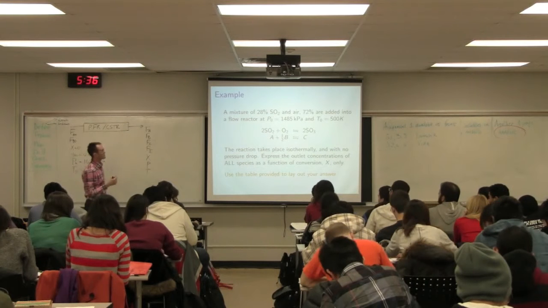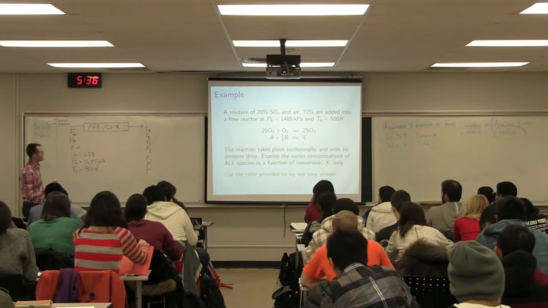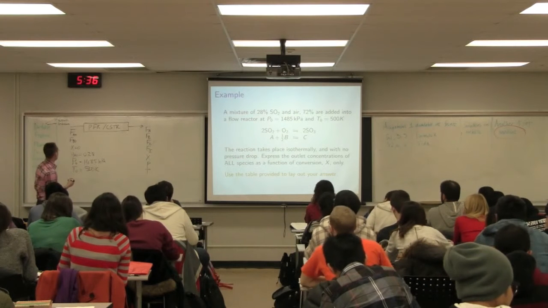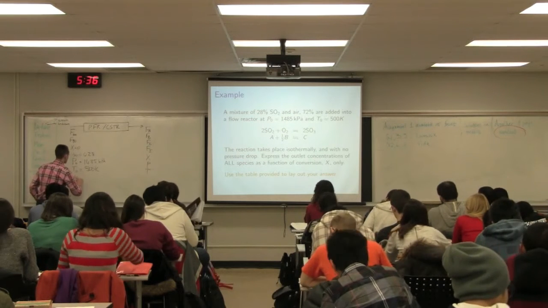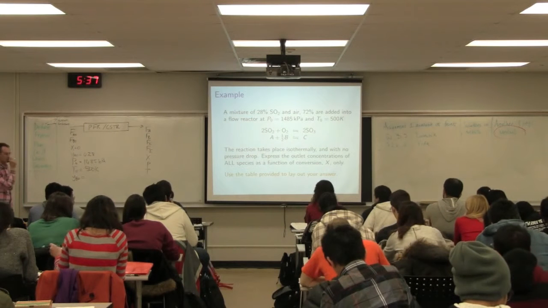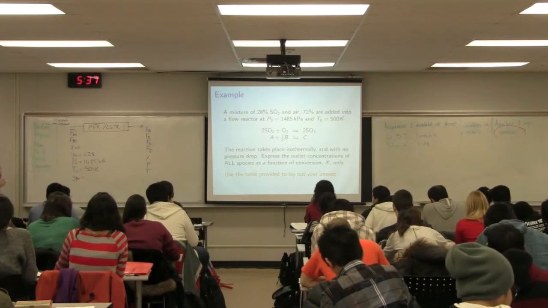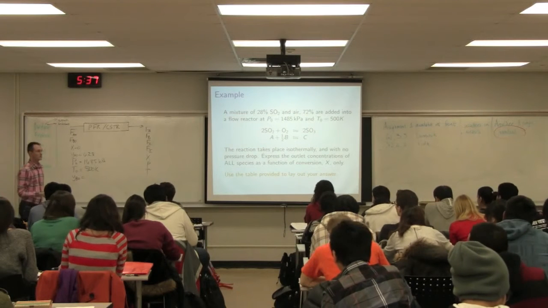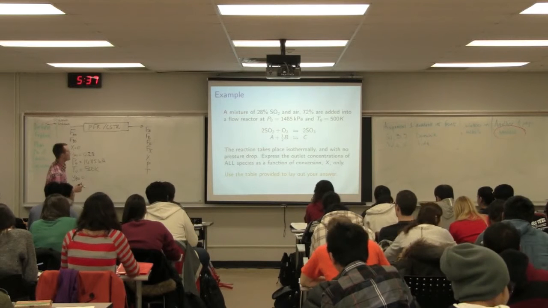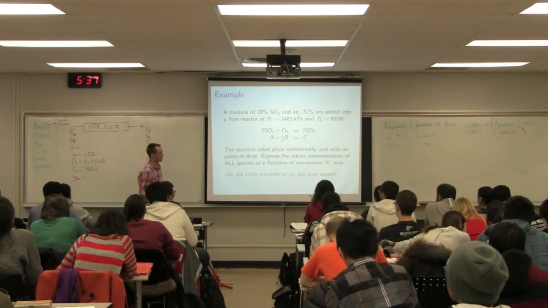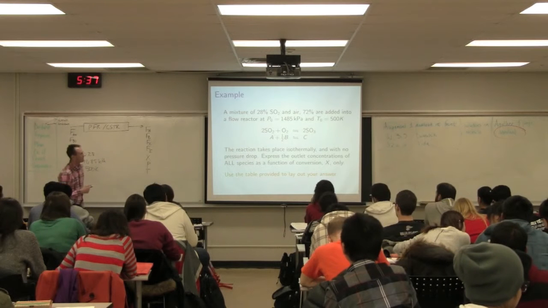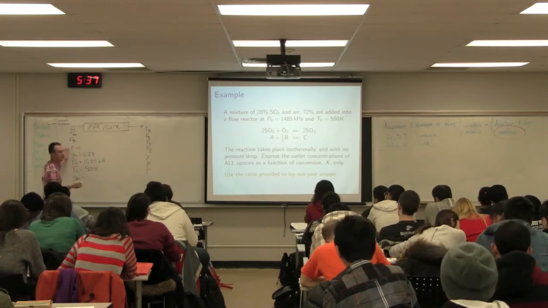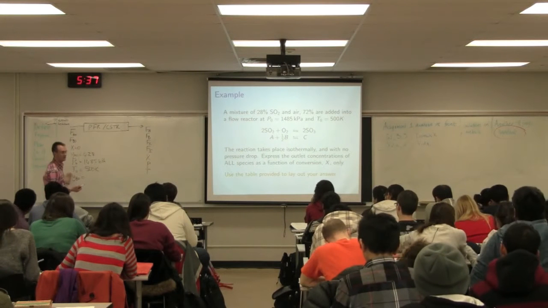We're told that we've got 72% air. So the reaction here is between SO2 and oxygen, which is a component of air. So what's the mole fraction of oxygen? Why? Not a trick question. We don't have a pure oxygen stream coming in, it comes with air. So what's the mole fraction of air?